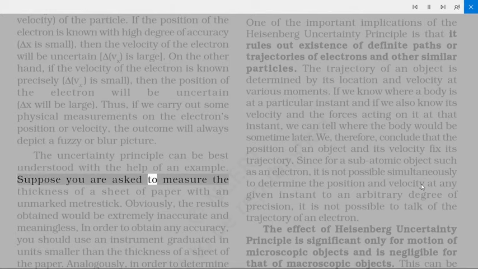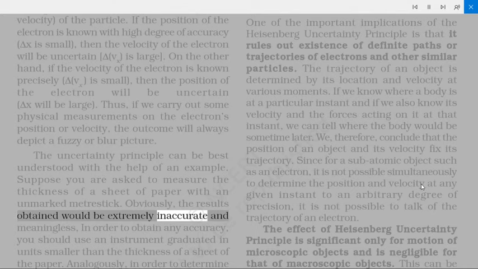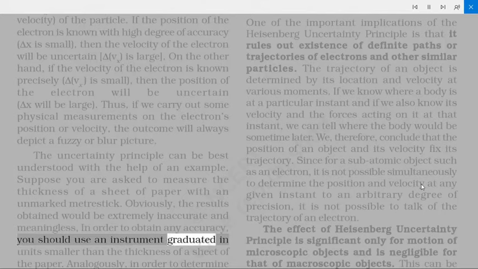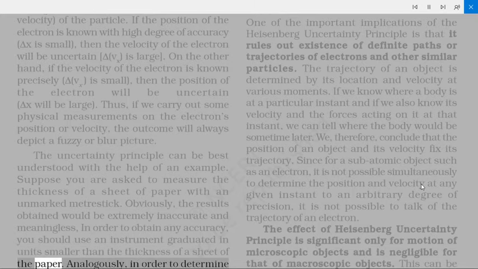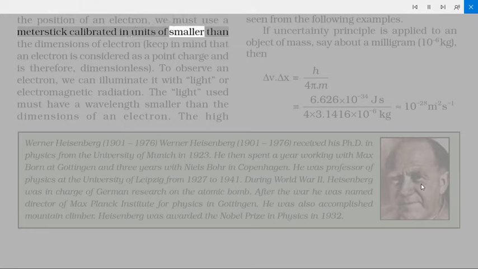Suppose you are asked to measure the thickness of a sheet of paper with an unmarked meter stick. Obviously, the results obtained would be extremely inaccurate and meaningless. In order to obtain any accuracy, you should use an instrument graduated in units smaller than the thickness of a sheet of the paper. Analogously, in order to determine the position of an electron, we must use a meter stick calibrated in units smaller than the dimensions of an electron.